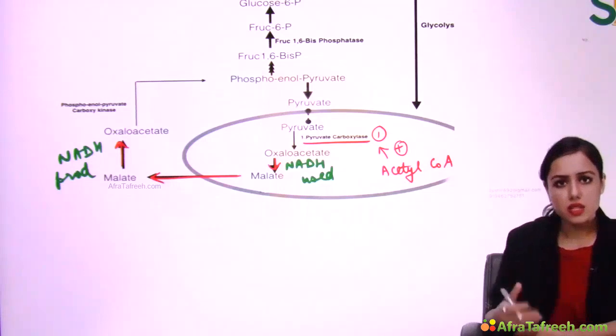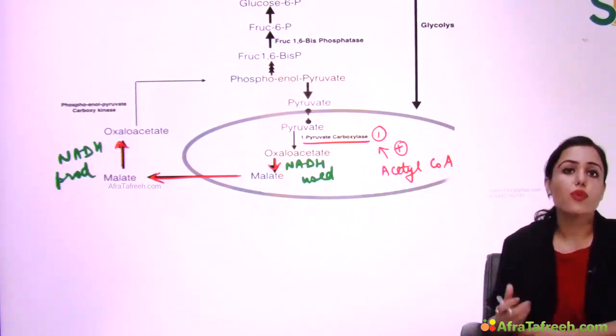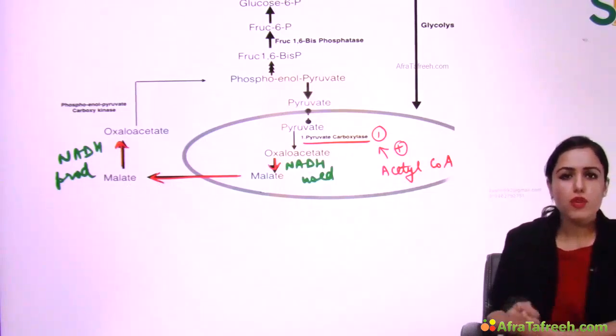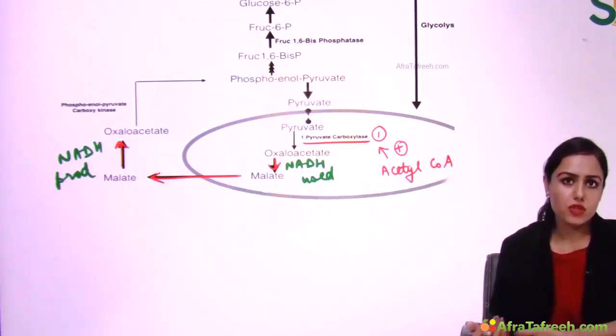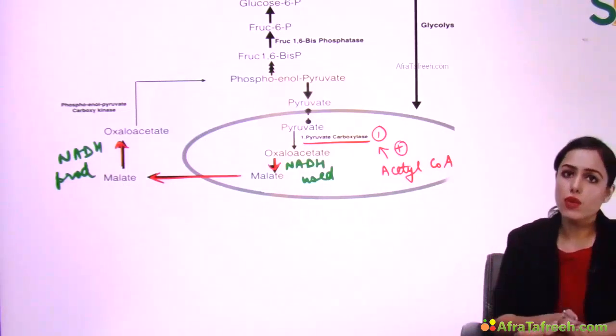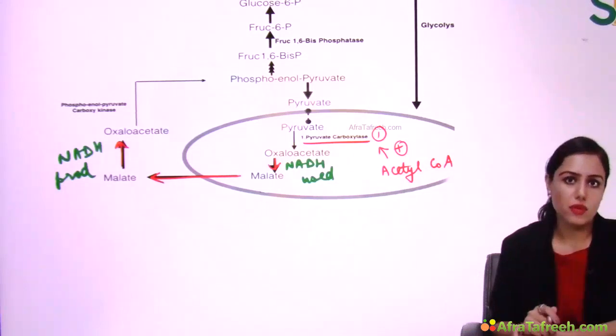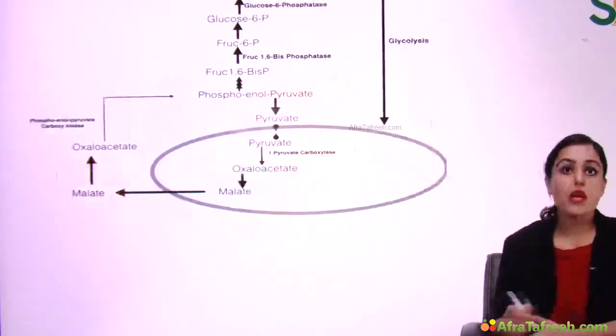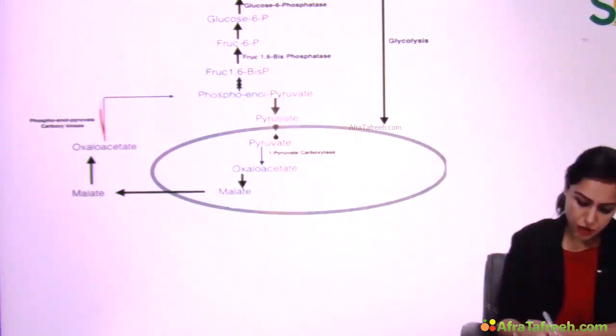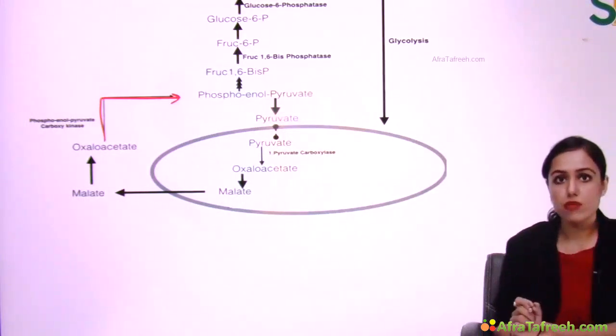See, here in this gluconeogenesis, we want to bring oxaloacetate outside. We don't care what is happening to NADH, right? Let anything happen to NADH here, but we want to bring oxaloacetate outside. That is the purpose here. So this is not malate shuttle. Now see the next step, that is oxaloacetate to phosphoenol pyruvate we have to see.